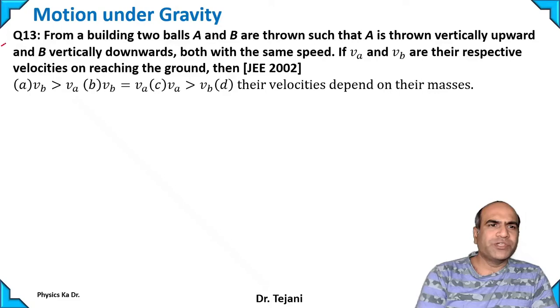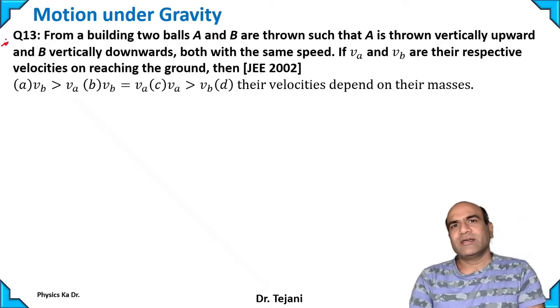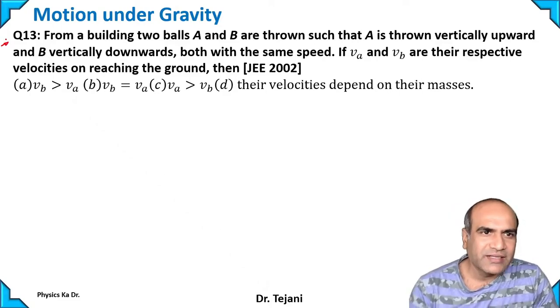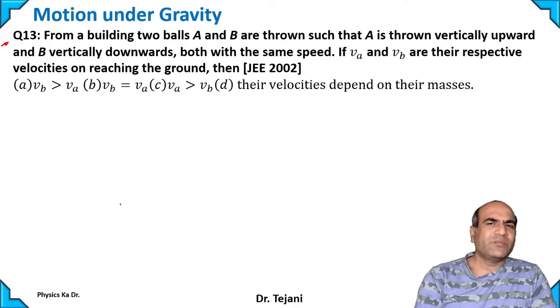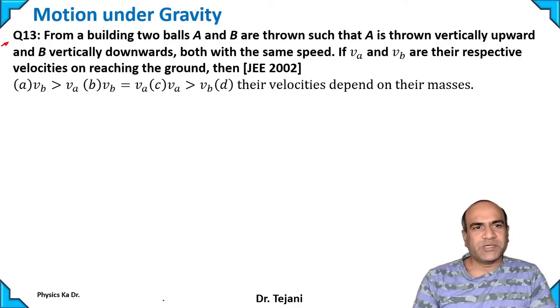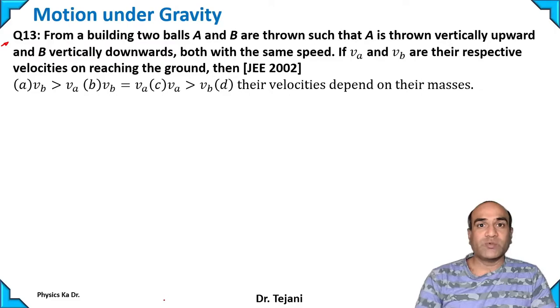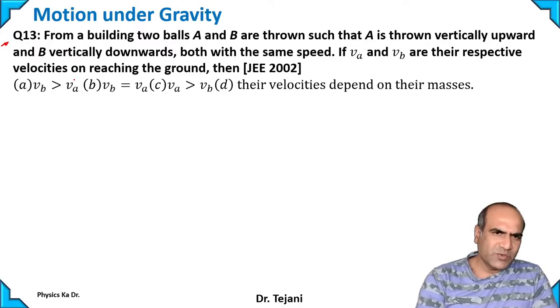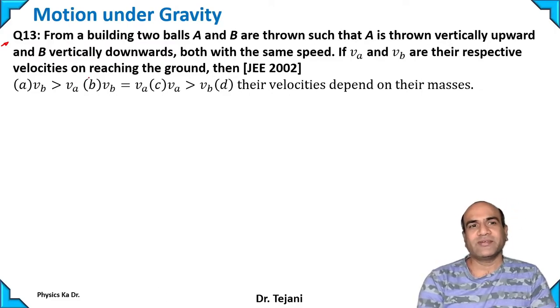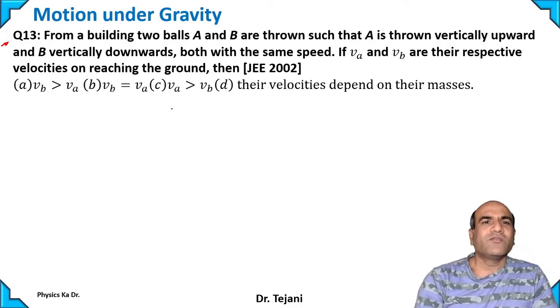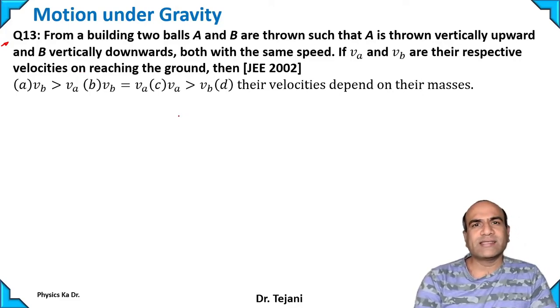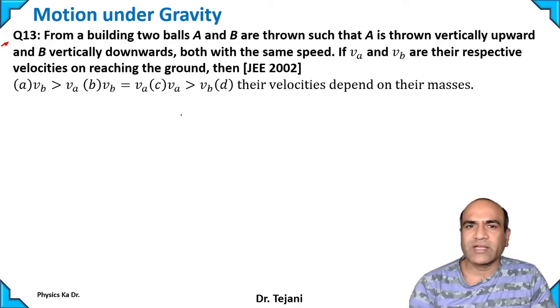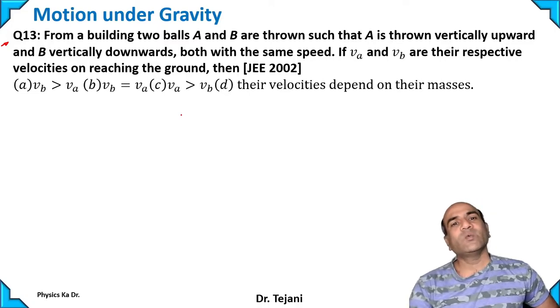Now we have question number 13. What is mentioned here? Pause the video and solve this question. I think already 12 questions were solved, and this question you should solve by yourself. Why not? Let's start. From a building, two balls A and B are thrown such that A is thrown vertically upward and B vertically downwards.